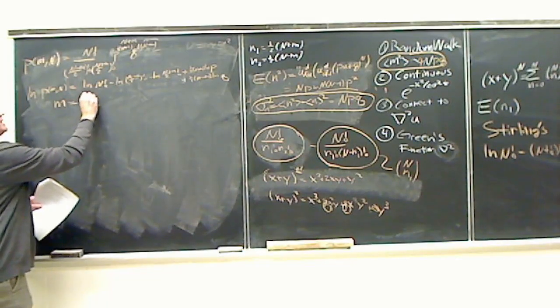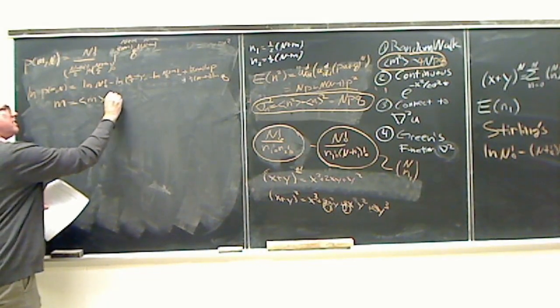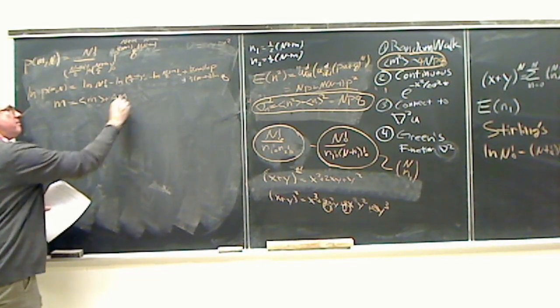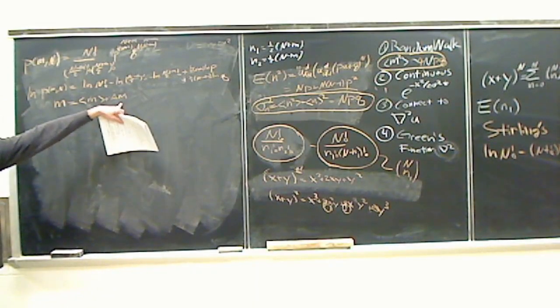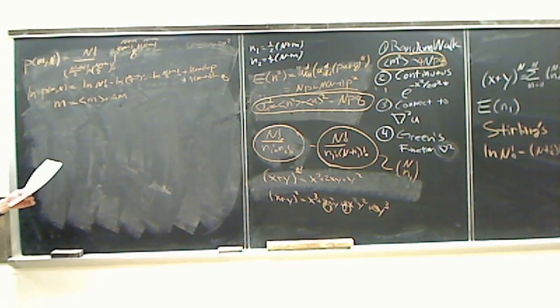M, we're going to say, is the average of m plus the deviation of m. This isn't small. This is the thing that I'm looking for. So this isn't a delta that I get to throw out.